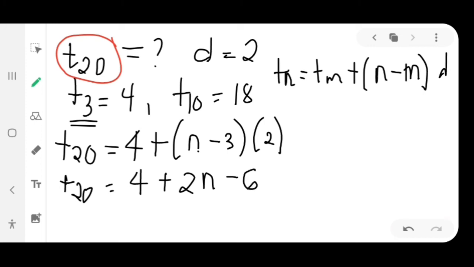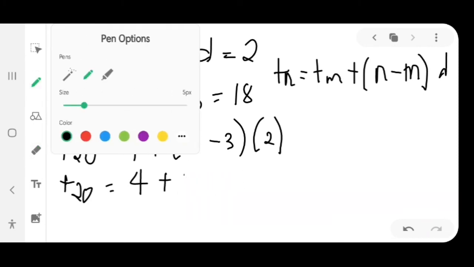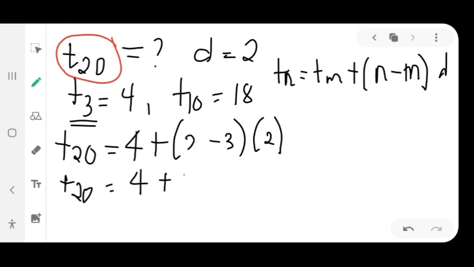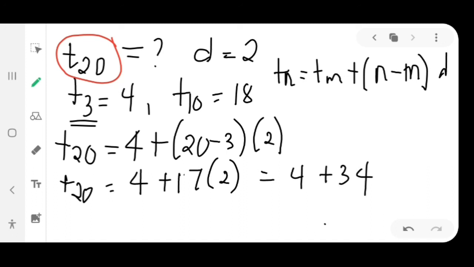So to combine like terms, oh, I'm sorry, I forgot to substitute n. By the way, n is equal to 20. So 20 minus 3 is 17 times 2. So we have 4 plus 34. So our t sub 20 is equal to 38. Remember that t sub 20 is equal to 38.